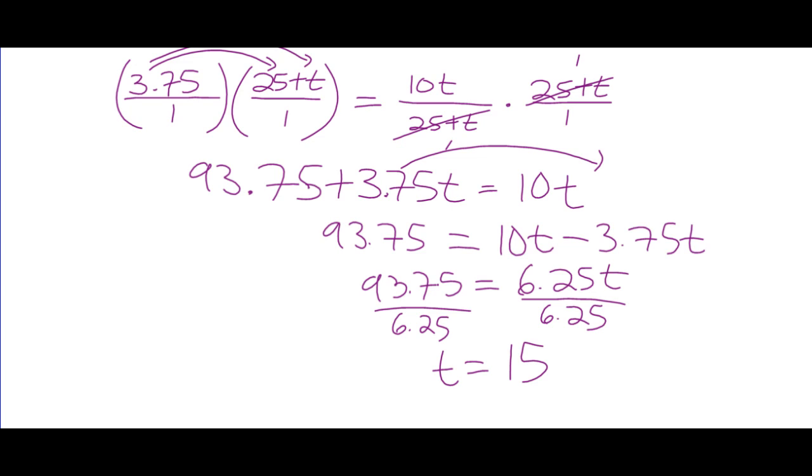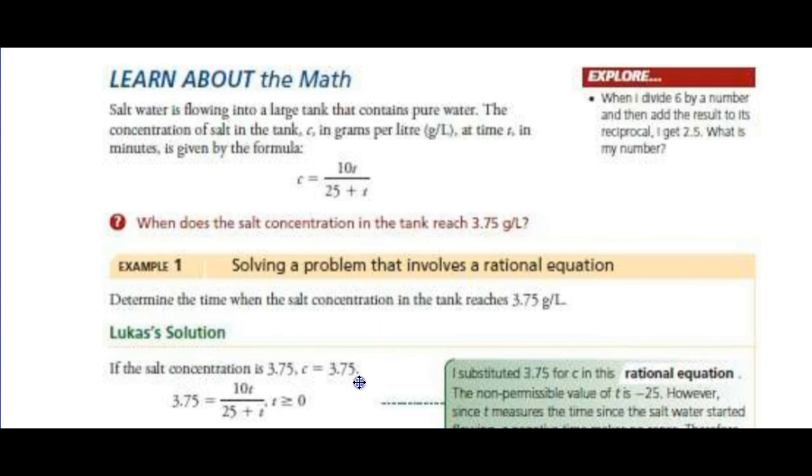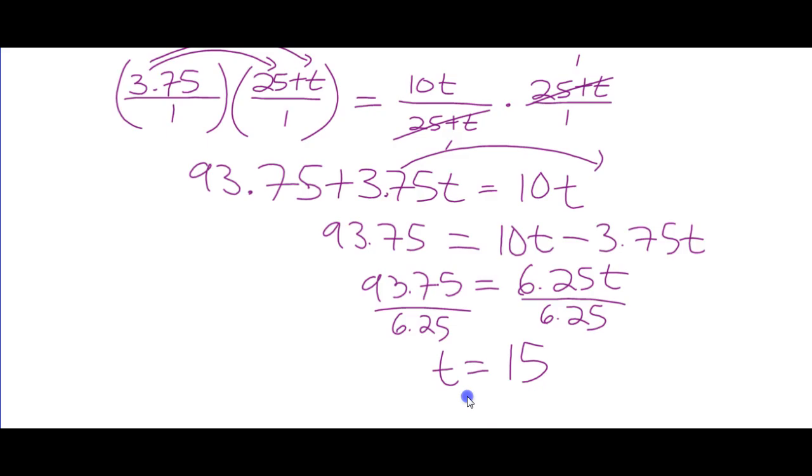And then it's 15, whatever the time units were. So what does the problem say the time units were? I think it's probably minutes or something, right? Time in minutes. So t equals 15 minutes. Okay, so that's the steps.